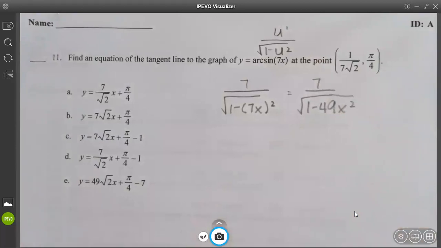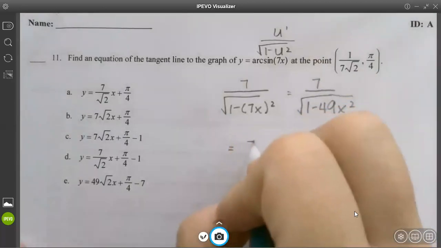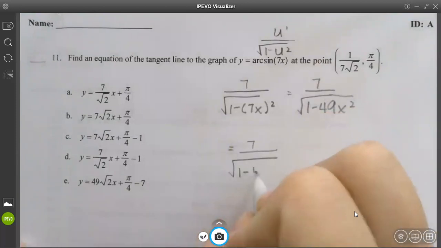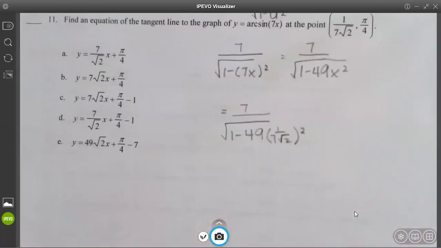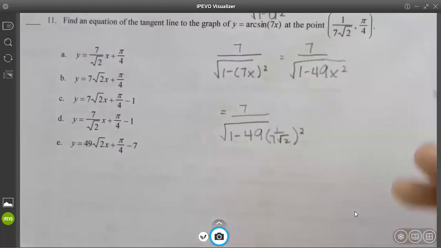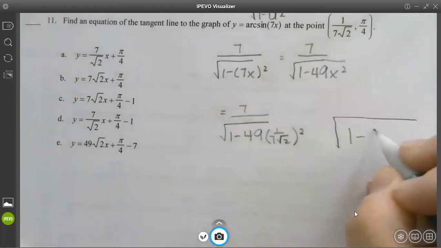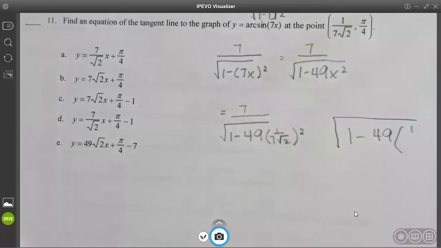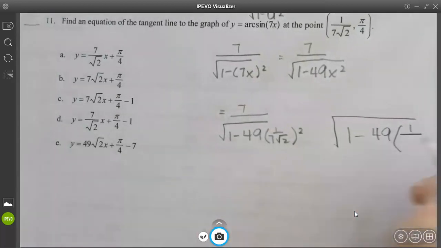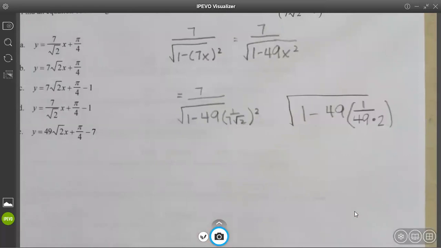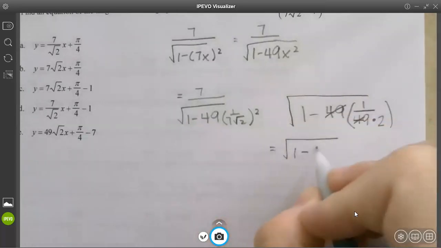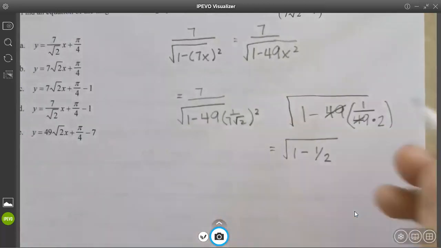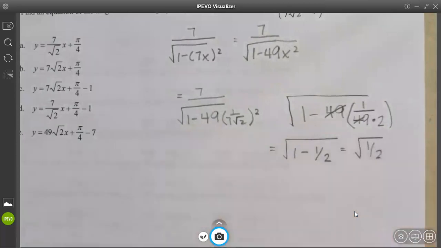To find the tangent line, we need the slope, so we plug in our x value. If you clean that up, just this bottom part, 1 squared is 1. 7 squared is 49, and the square root of 2 squared is 2. And I left it separate for a reason. What can I do? So we have the square root of 1 minus 1/2, or the square root of 1/2.